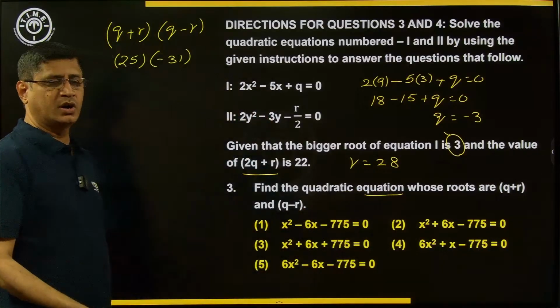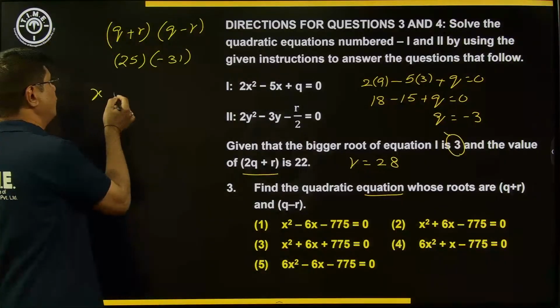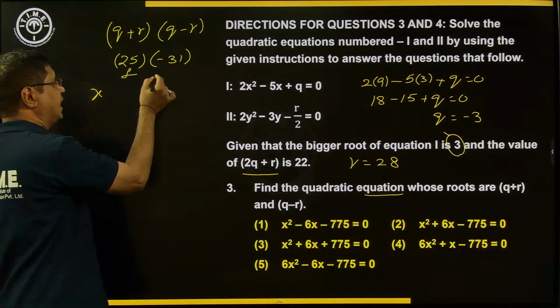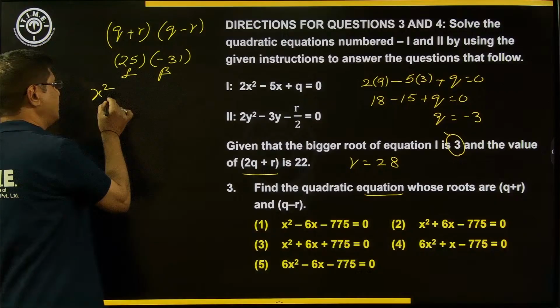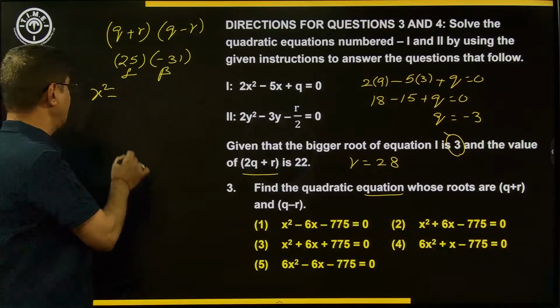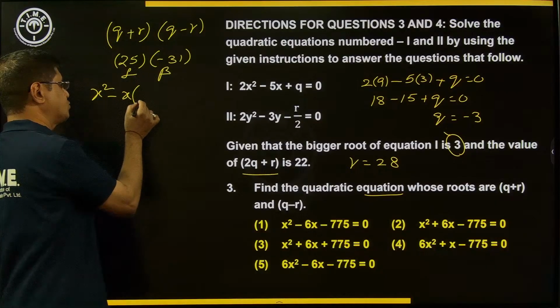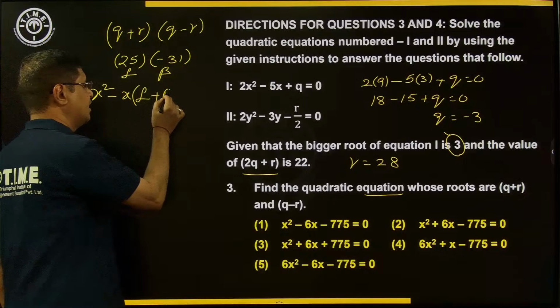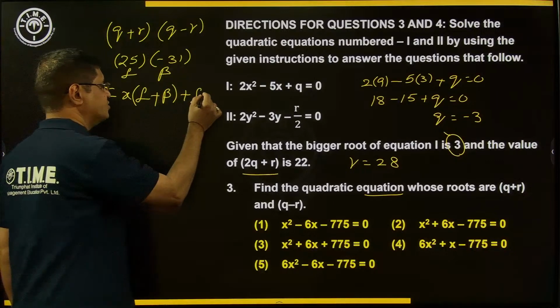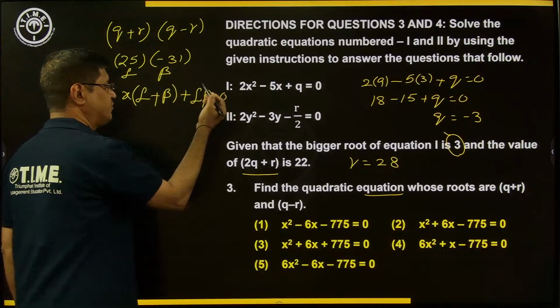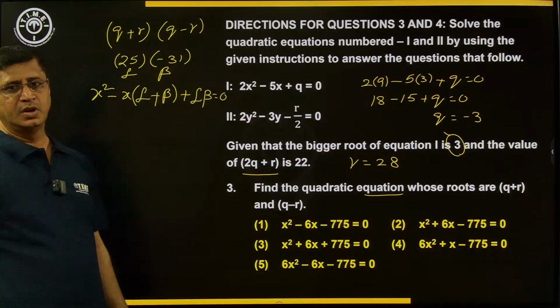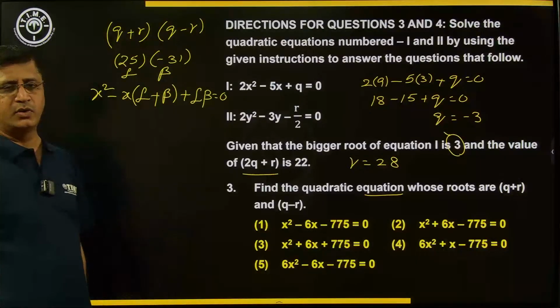So how to find the quadratic equation? Just look at this one. When the roots are alpha and beta, the frame of the quadratic equation will be x square minus x of alpha plus beta plus alpha beta is equal to 0. This is the frame of a quadratic equation. Substitute the roots, simplify, you will get the answer.